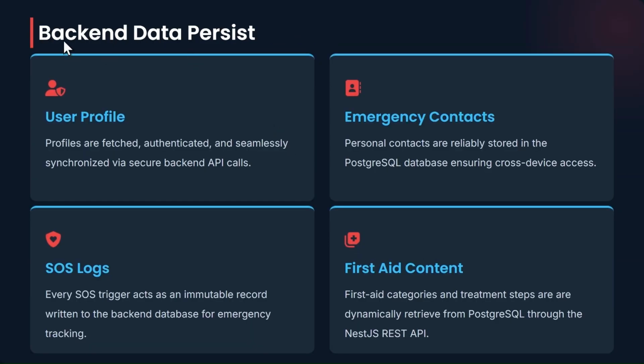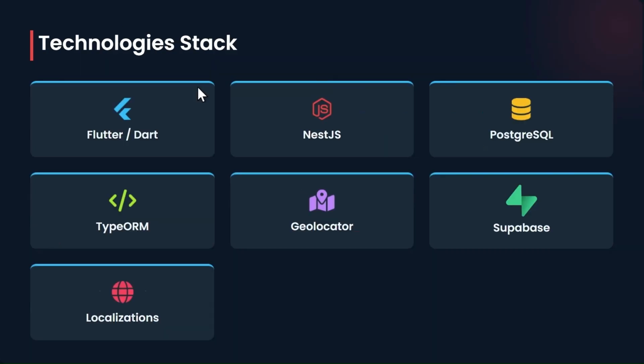Next, let's move to backend data persistence. For the backend, we store four important kinds of data: user profile, emergency contacts, SOS logs for emergency tracking, and first aid content. Here is our technology stack. We use Flutter and the Dart programming language, NestJS, PostgreSQL with TypeORM, Geolocator, and Supabase with localization.